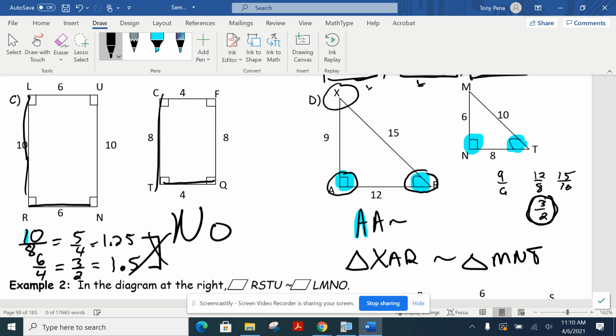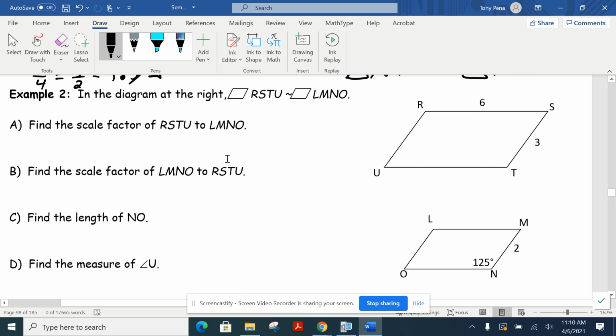The ratio is 3 halves. That's the ratio from one to the other. All right, that's our answer. So now let's go to this next one.